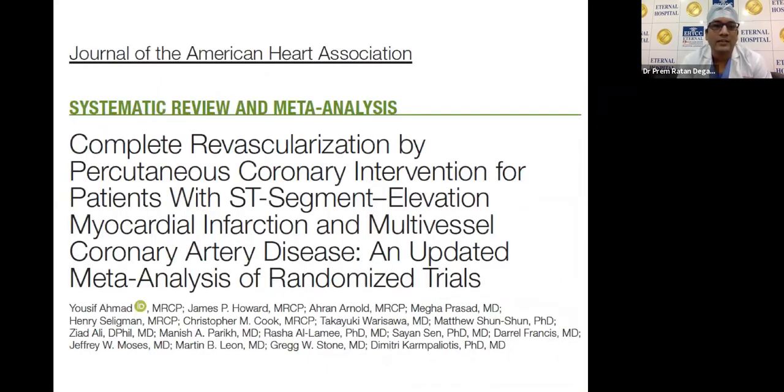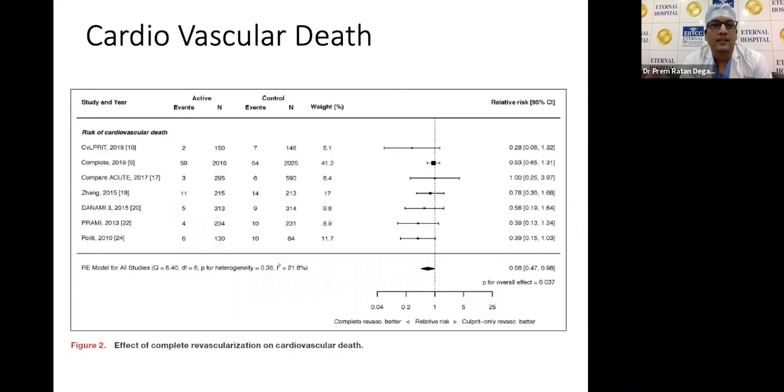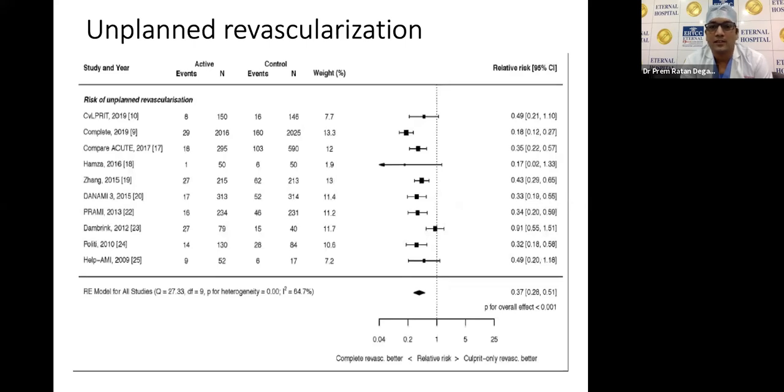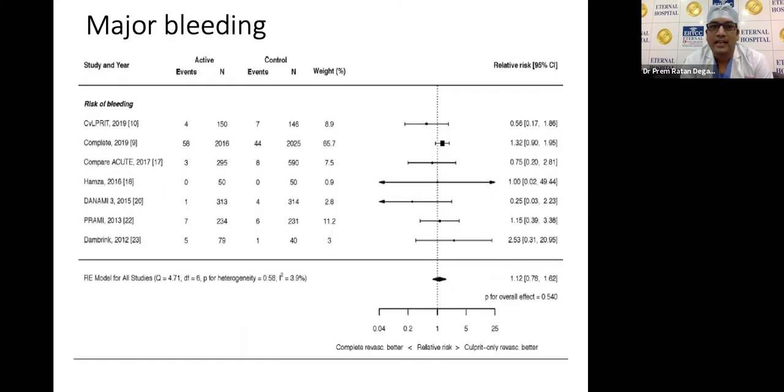In 2020, a systematic meta-analysis of all these randomized trials was published by Yusuf Ahmed et al. All 10 trials were randomized, and this meta-analysis of the randomized trials has shown that cardiovascular death, myocardial infarction, and unplanned revascularization were significantly lower in the complete revascularization arm compared to the culprit only treatment arm. But all-cause mortality and major bleeding were non-significant between both arms.